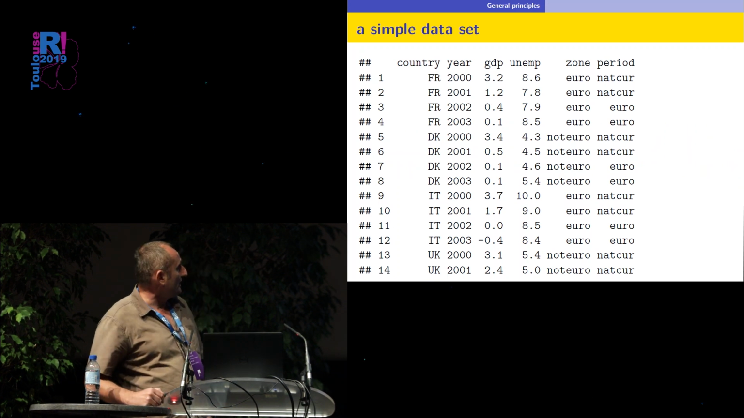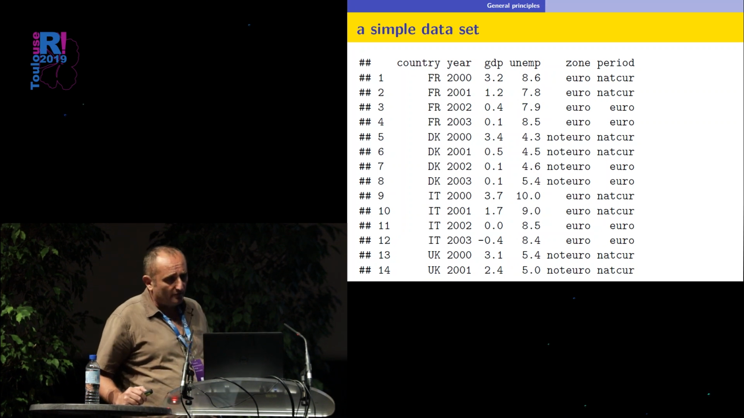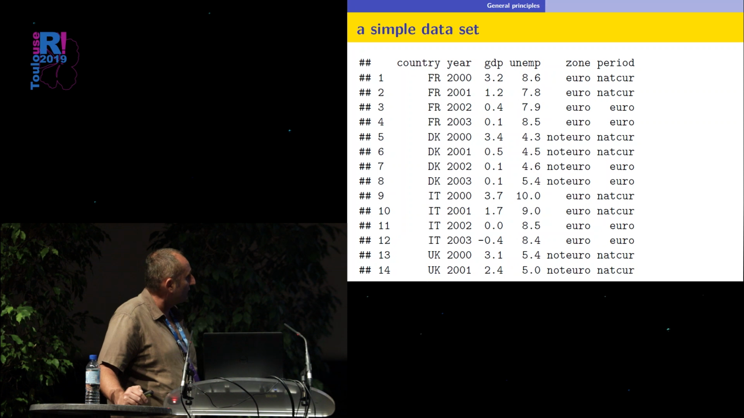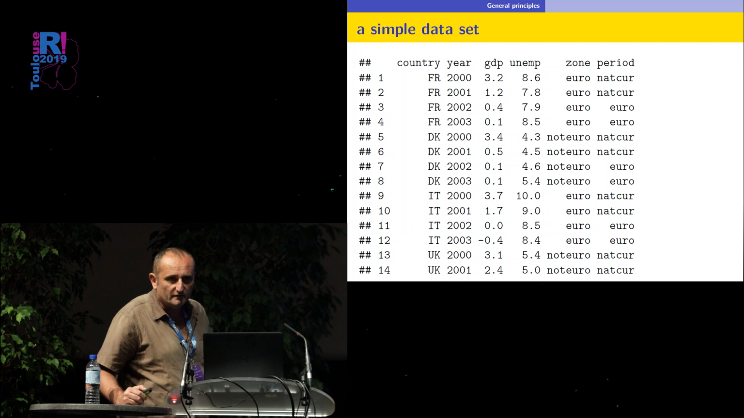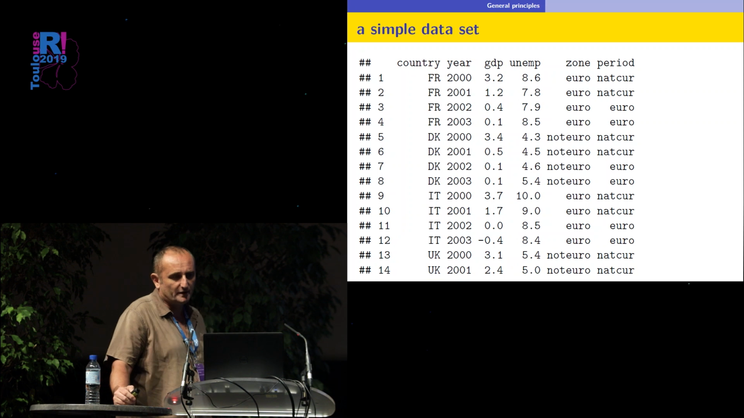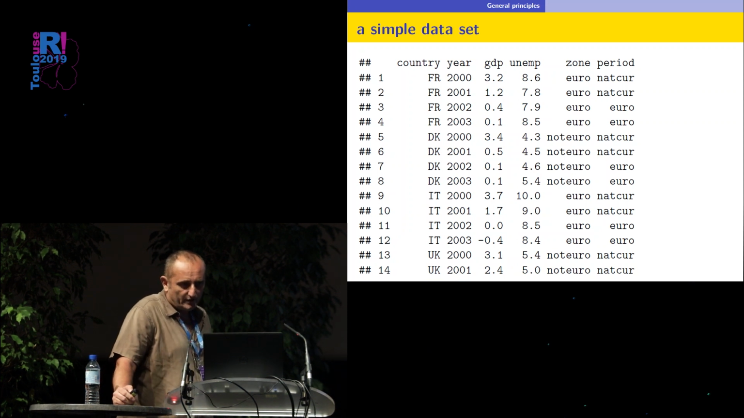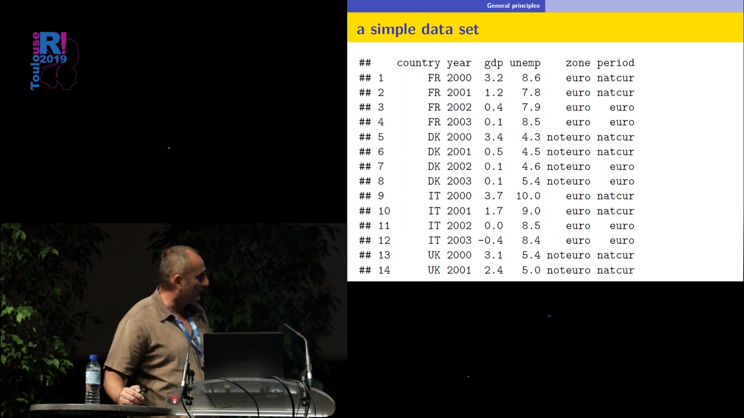So to illustrate the use of the package, I will use this very simple dataset, which contains two economic variables, GDP and unemployment, for 4 countries, France, Denmark, Italy, and UK, for 4 years from 2000 to 2003. So the first index is country, the second index is year, and both of them have a nesting variable because I have here the zone variable which nests the country, Eurozone, not Eurozone, and I also have the period variable here which nests the year because 2000 and 2001 was the pre-Euro period, and 2002 and 2003 was the post-Euro period.